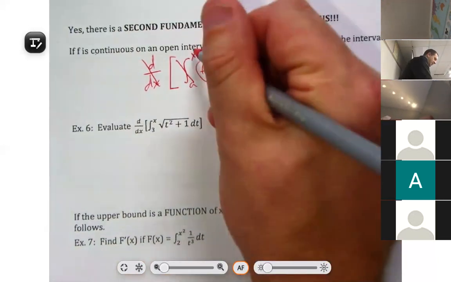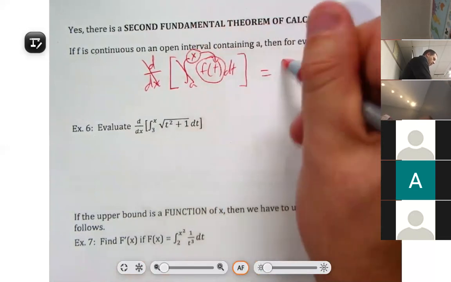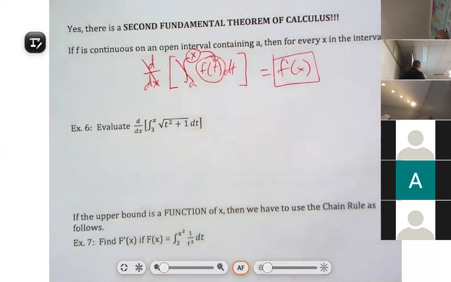What happens is this upper limit, that's an x, becomes our new independent variable. So if you take the derivative of an integral, all you're left with is the function that was inside the integral to begin with, because derivatives and integrals cancel each other out.